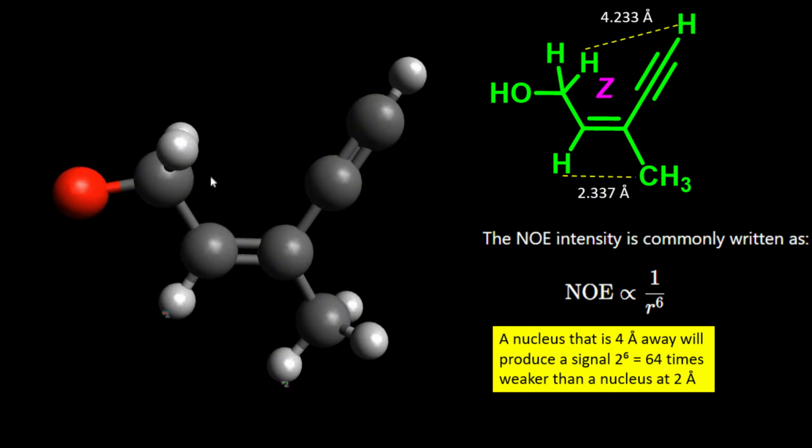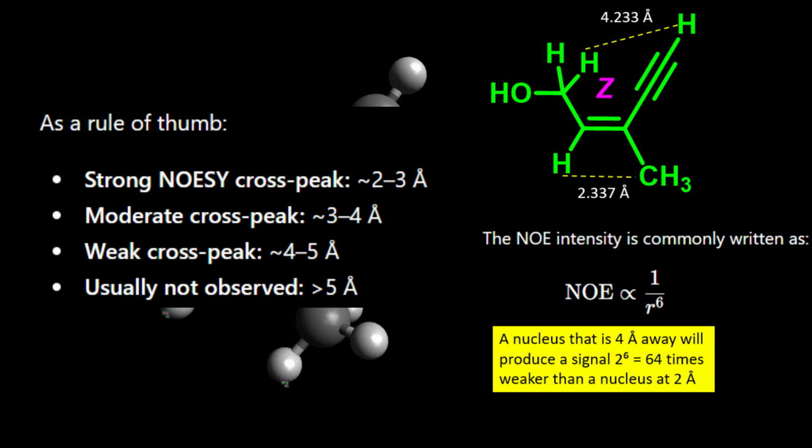So what I understand is that if you want to see the NOE effect, if you want to see the cross peak in the NOESY spectra, then the distance must be between 2 to 3 angstrom. If it is above 3 angstrom, then you see a moderate one. If it is well above that, then you might not see any interaction.